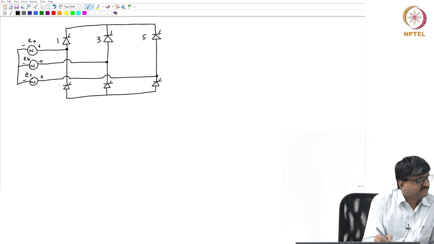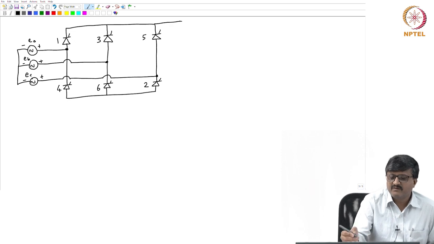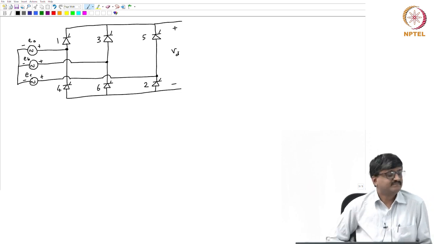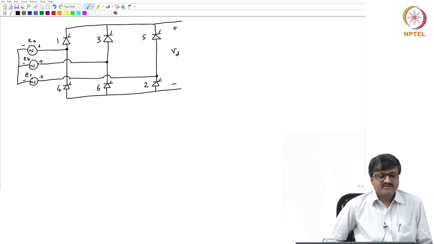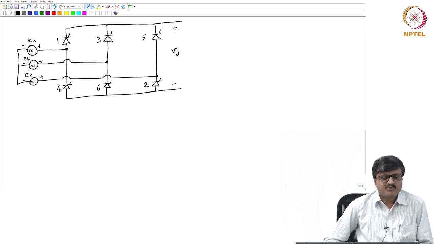What about this one? This is 4, 6. And I have a DC side with two terminals, the voltage across the DC side is Vd. So this is how it is drawn usually. So this is the Graetz circuit which can be derived from a circuit or combinations of circuits that are more obvious. Now this is a very ideal circuit because the transformer EMFs are shown as voltage sources, but in practice there is something which we can't ignore, that is the leakage inductance.